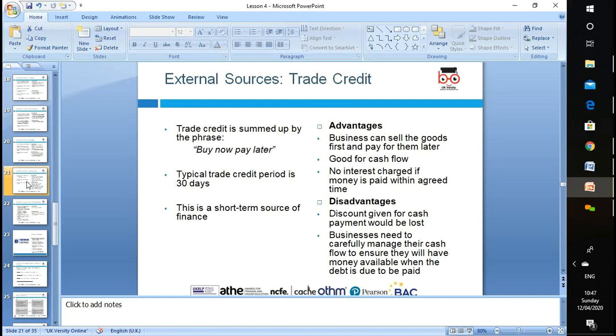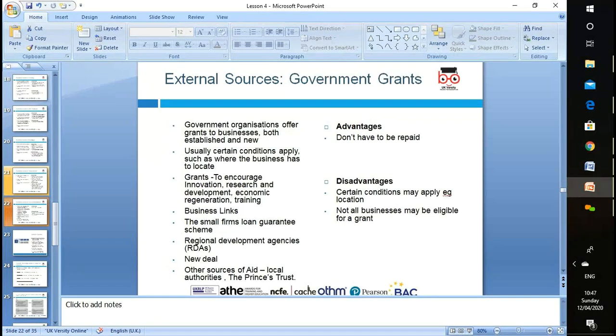Trade creditors, yes, you need to look around at the trade creditors, how long you want, how much trade credit you want, because trade credit can be 30 days, 40 days, 90 days. So you need good negotiation skills that will help you to boost your cash flows.